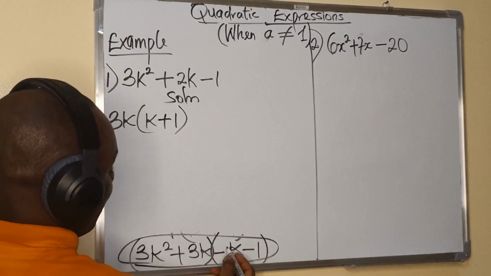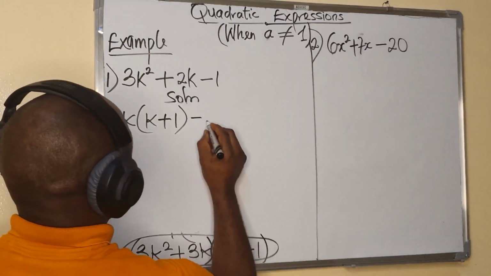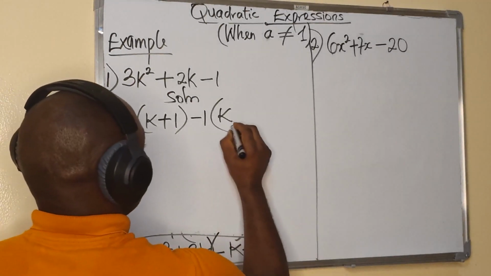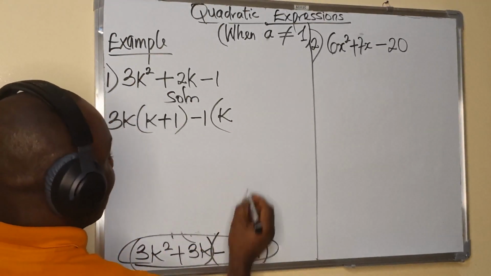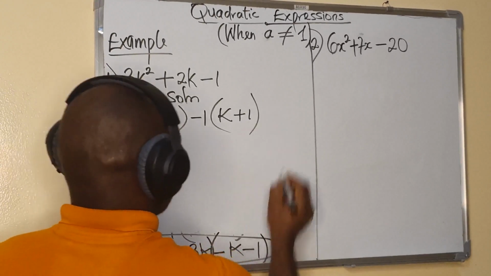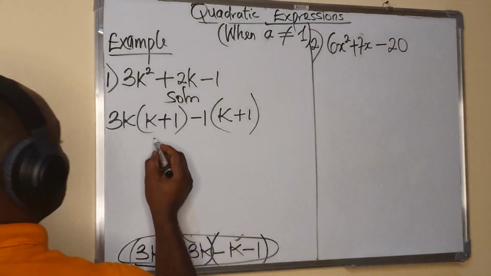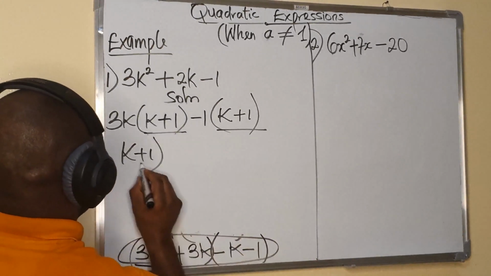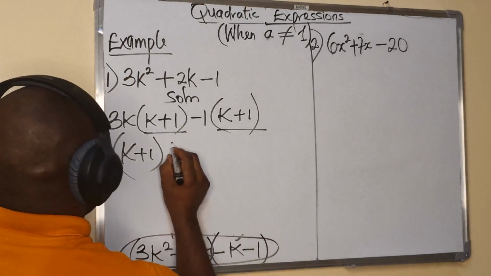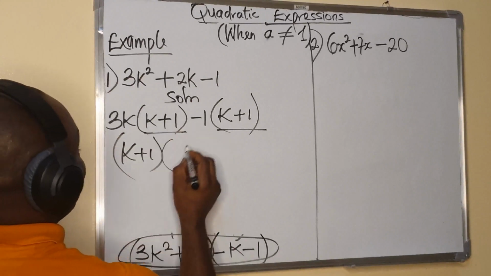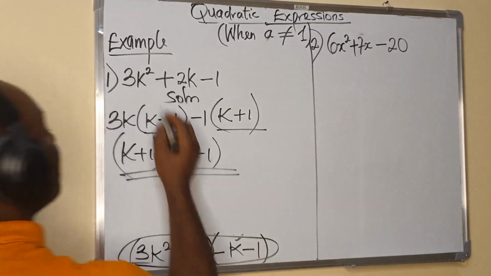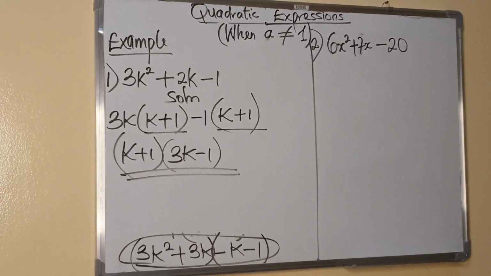That is done already. For negative k and negative 1, the highest common factor is negative 1. So that negative 1 times k will give me negative k. And negative 1 times positive 1 will give me negative 1 back. Now notice that both brackets are the same. So once it happens like that, you factor out that bracket. K plus 1, one bracket, while whatever is remaining, 3k and negative 1, take over the next bracket. This becomes our factorized form for 3k squared plus 2k minus 1.